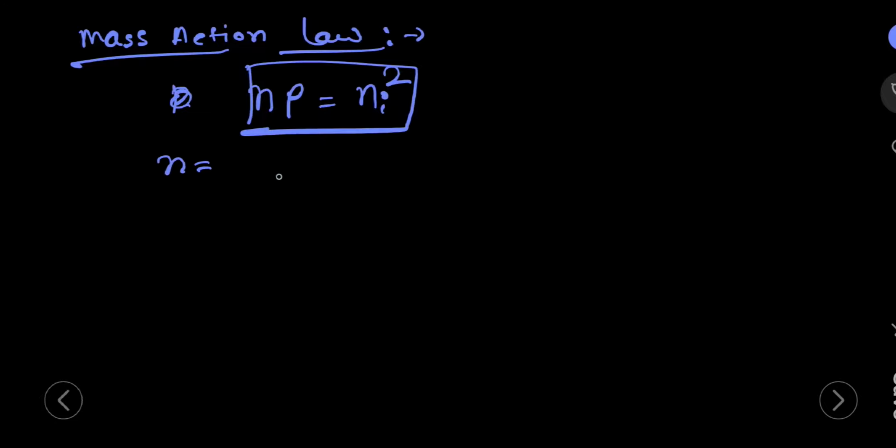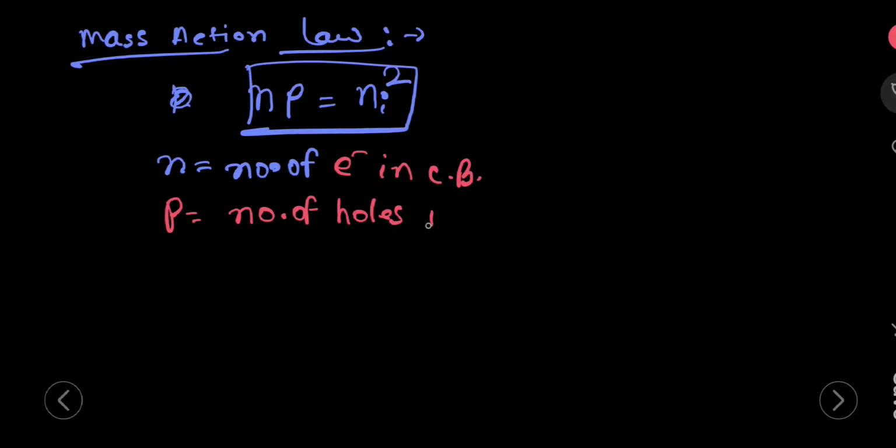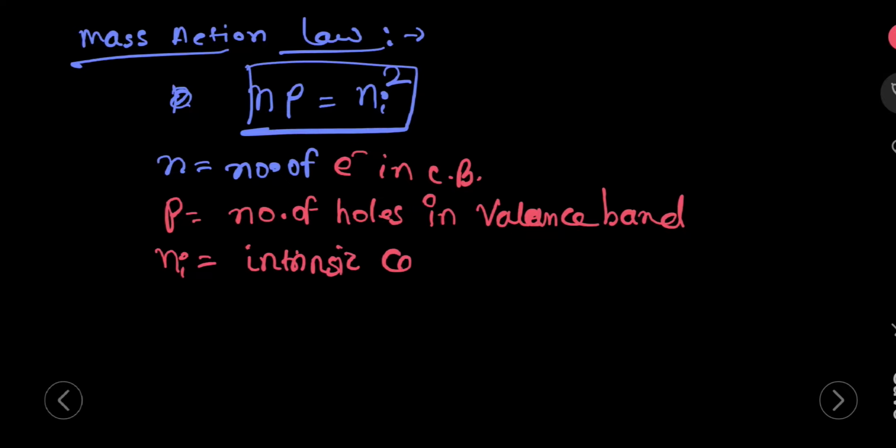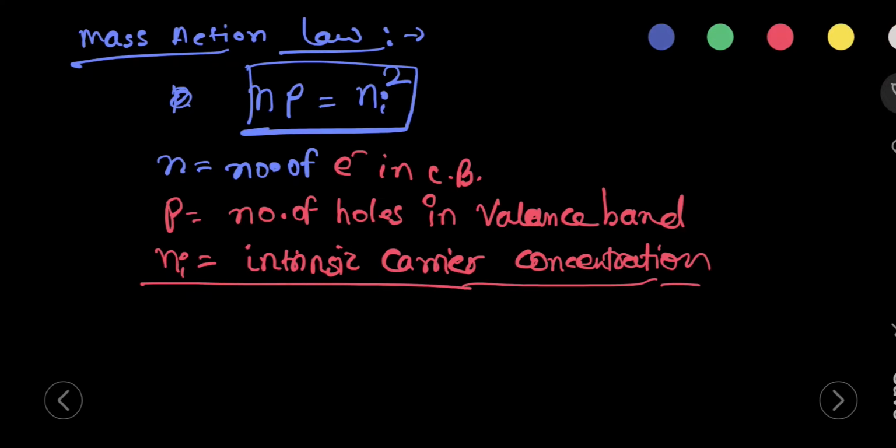n is the number of electrons in the conduction band, p is the number of holes in the valence band, and ni is the intrinsic carrier concentration. Okay, this is the formula to remember. One more formula we will learn, which is the Einstein relationship.